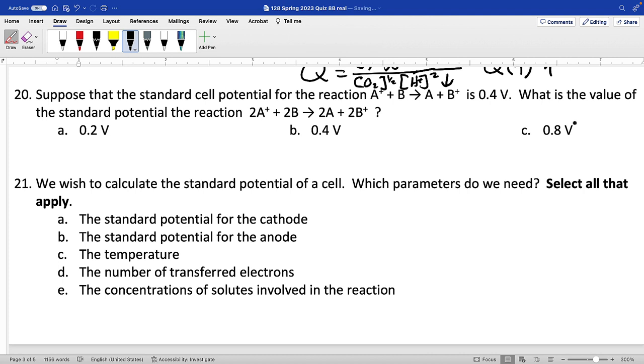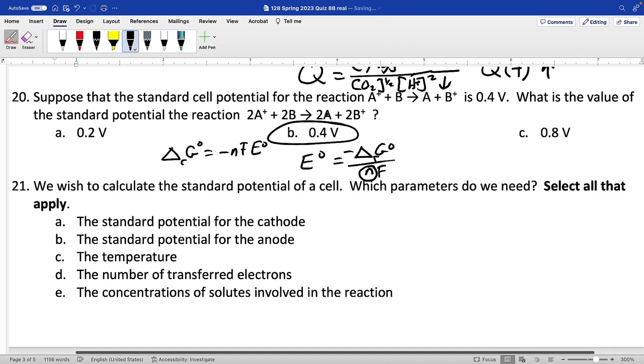Suppose that the standard cell potential for a reaction is 0.4 volts. What happens if we double the reaction? So delta G standard is negative NF E standard, or we can say E standard is equal to delta G standard over negative NF. So if we double a reaction, delta G standard will double. The number of joules doubles, but the number of electrons transferred also doubles. In the original reaction it was a one electron transfer; if we double the reaction, it's a two electron transfer. So there's no change. We don't change voltages when we double a reaction or cut it in half. The standard cell potential is whatever it is. We don't change it.